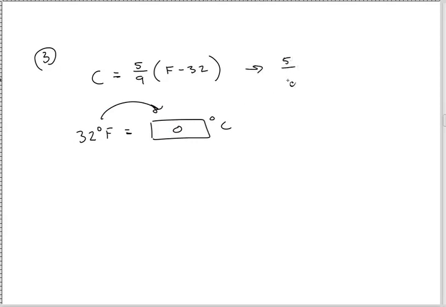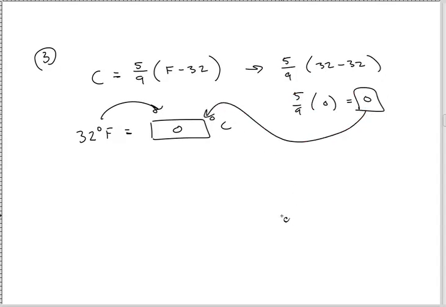So 5/9, and then we got 32 minus 32. In this very particular case, what you get is a 0 here. And we all know that anything times 0 is a 0. And that's how we got our answer. It doesn't always happen this way. You're not always going to get a 0 for the answer, but it's just convenient this time, I suppose.